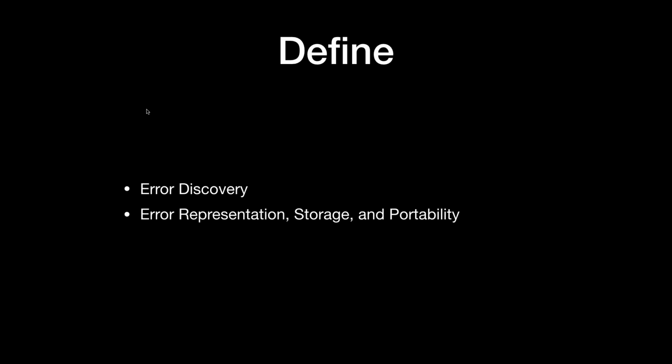The second section here is going to be about how we represent errors in our system, how we store them, and portability, which is how we transport them between scripts and maybe outside of scripts as well. And finally, we'll talk about error reaction. So that's, what do you do when an error happens? What can you do? And what are the tools?